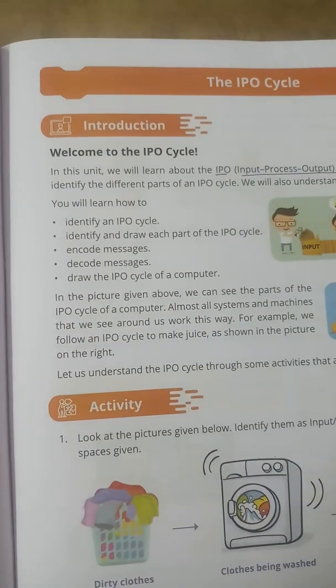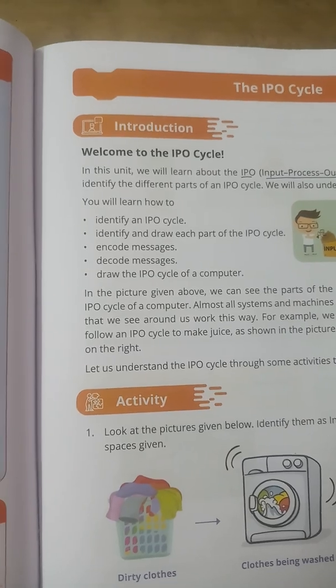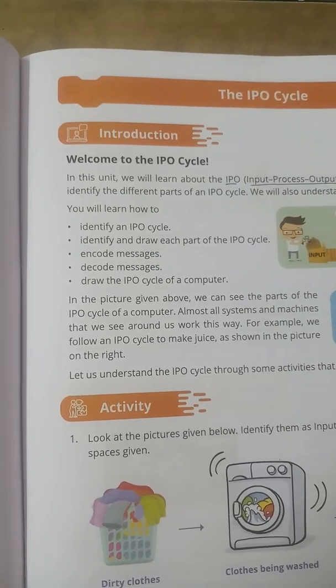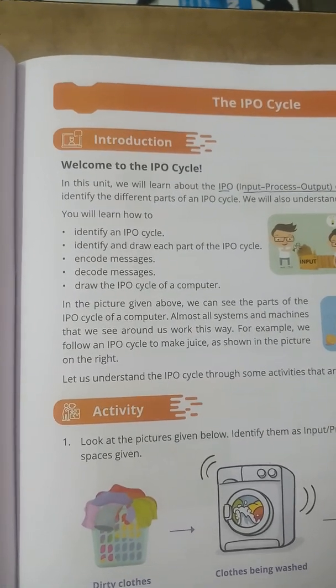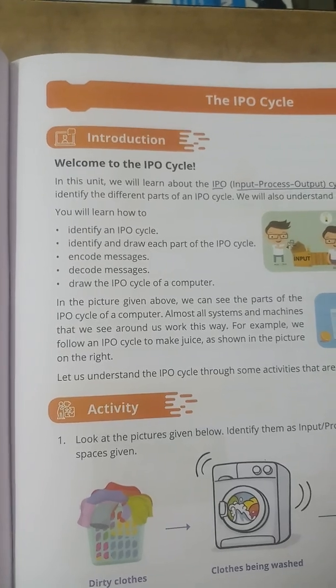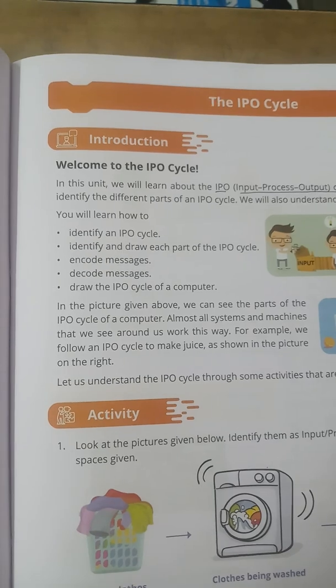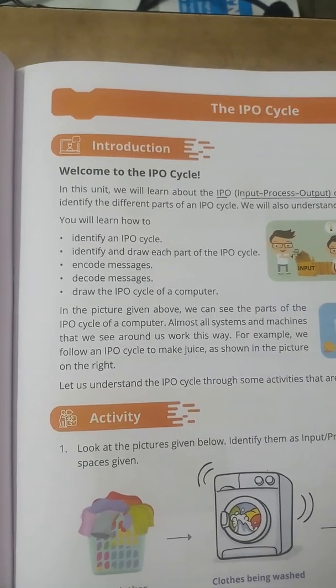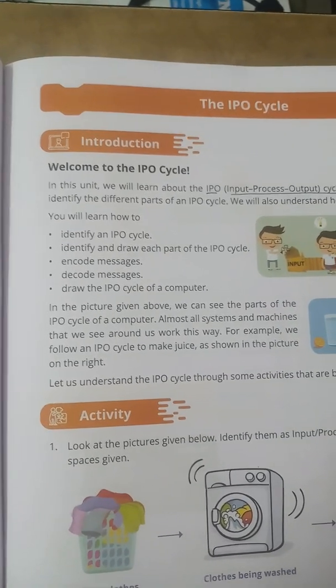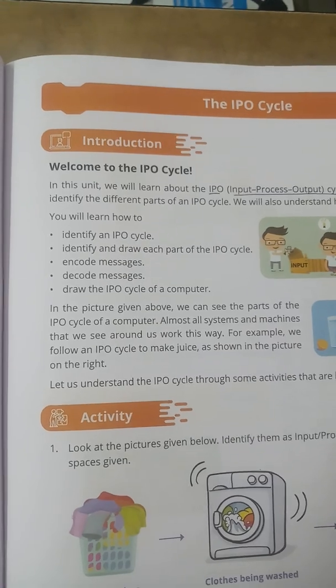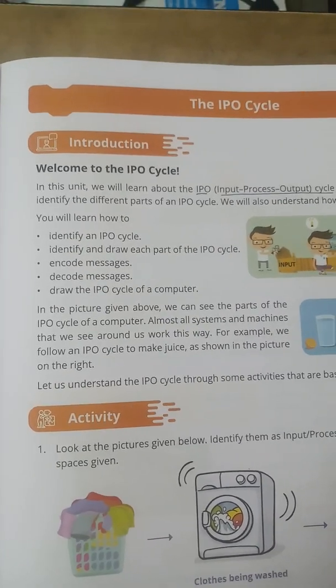Anybody know the abbreviation of the IOP cycle? Anybody? What is the abbreviation of IOP? IOP means input, process, output. I for input, P for process and O for output. Input, process, output. Okay.